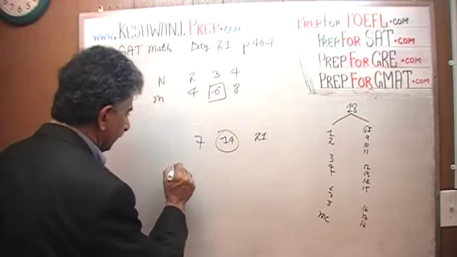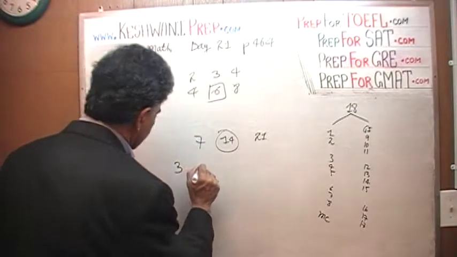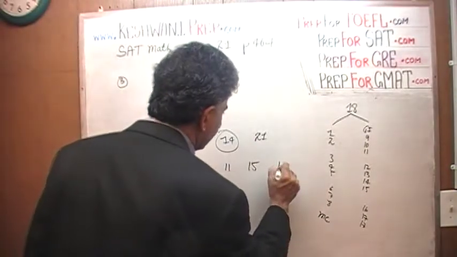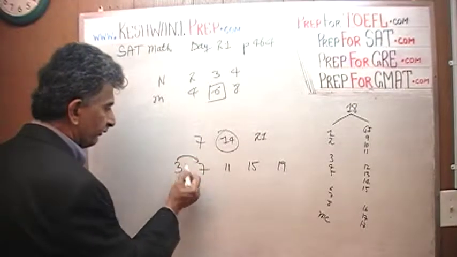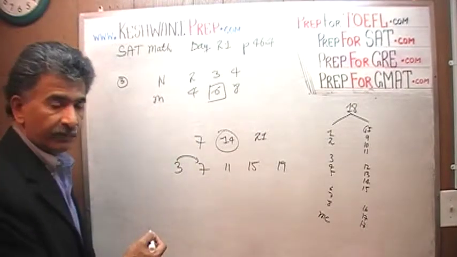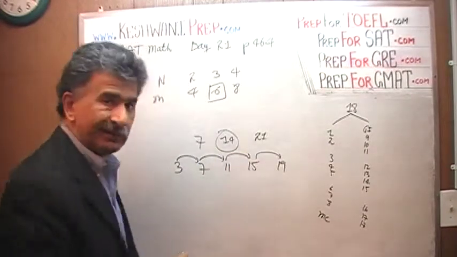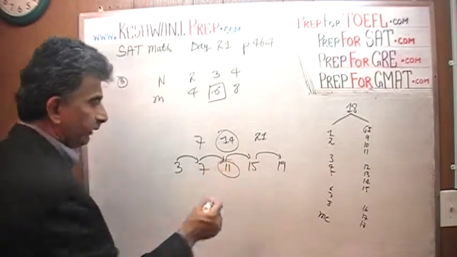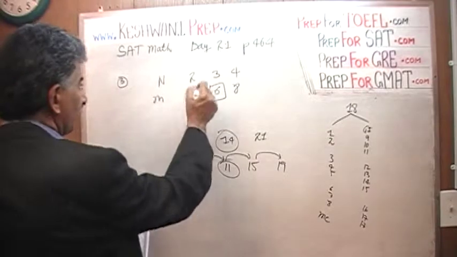What's the average of 3, 7, 11, 15 and 19? Well, immediately you should realize that they are evenly spaced. The difference is 4. 3 to 7 is 4, another 4, another 4, another 4. They are evenly spaced. Since they are evenly spaced, the average of these 5 numbers is 11, the middle number.